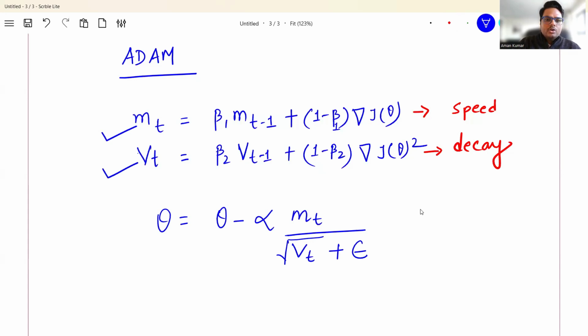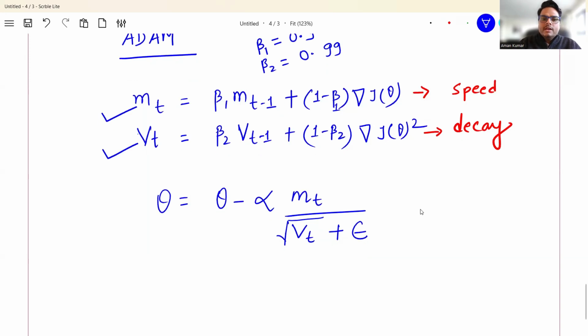And the value of beta 1 given in research paper or recommended is 0.9. The value of beta 2 given or recommended in research paper is 0.99. So what we are doing basically in Adam is, if you have understood how speed and decay works, right? This is basically a combination of these two, nothing else is there.